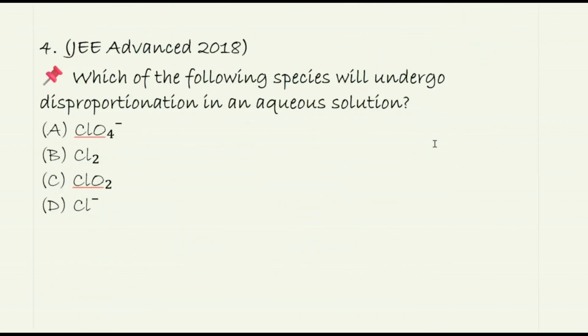Then, which of the following species will undergo disproportionation reaction in aqueous solution? So which is correct? So first one, ClO4 minus, then Cl2, ClO2, Cl minus. Once again, I'm telling you, disproportionation reaction occurs when the oxidation state of an element changes to both higher and lower oxidation state, right? Cl2 and ClO2 show the disproportionation in water, like this.